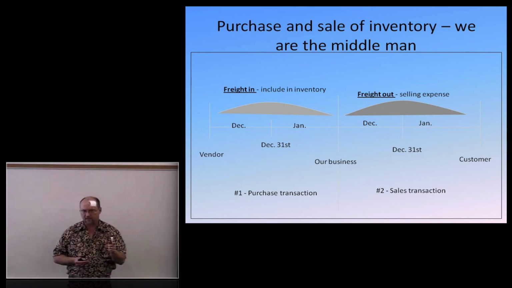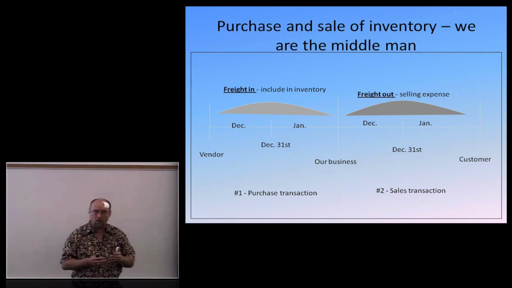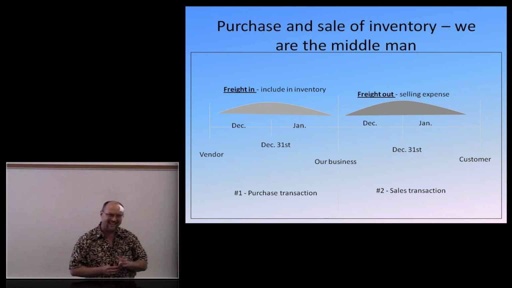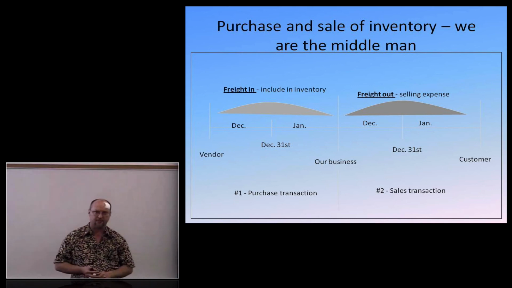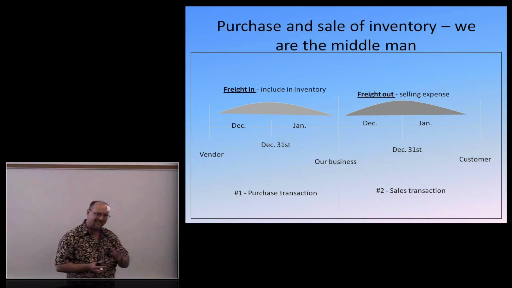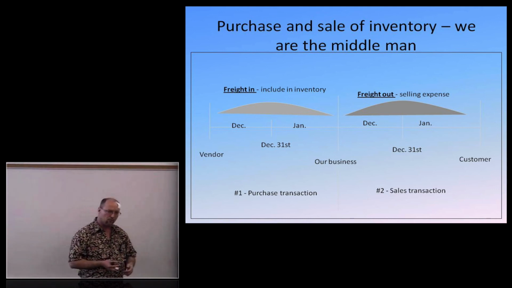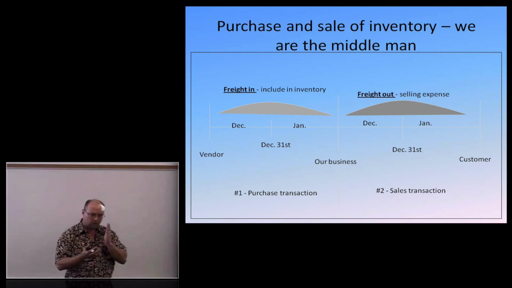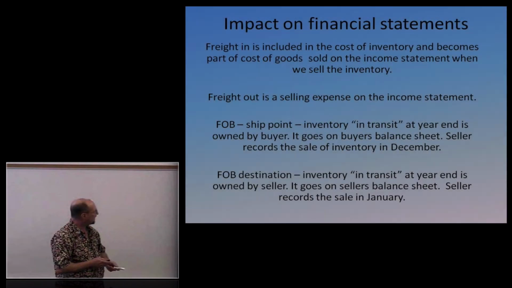Okay? So the two big issues with shipping terms are who owns it at year end, December 31st, if the goods are in transit, and therefore who puts it on their balance sheet, and also what time period do we recognize the sale, recognize revenue. The revenue recognition rule: record the revenue in the time period it's earned. We record revenue when title transfers. So go to the next slide here.